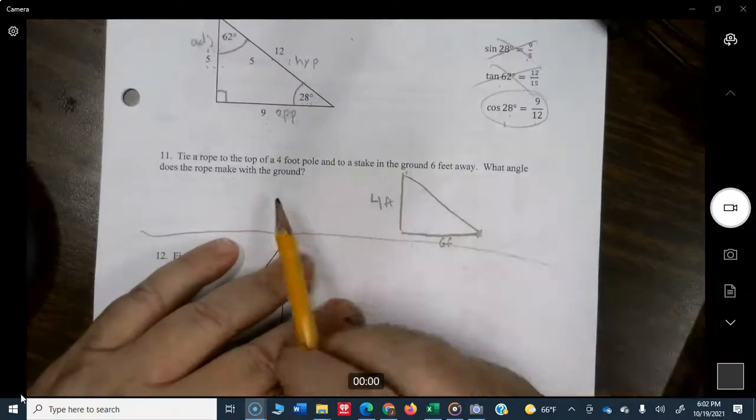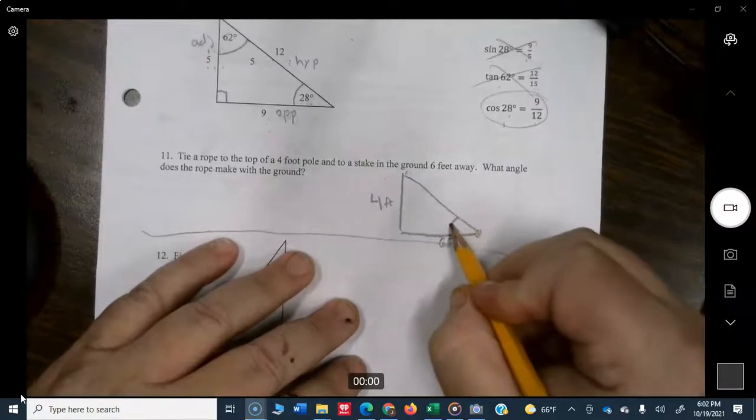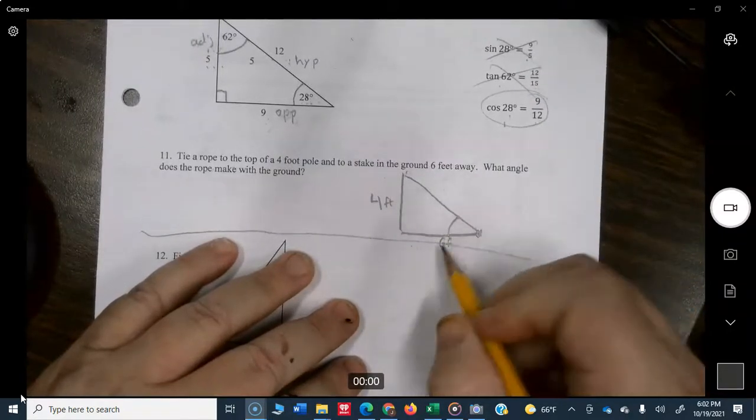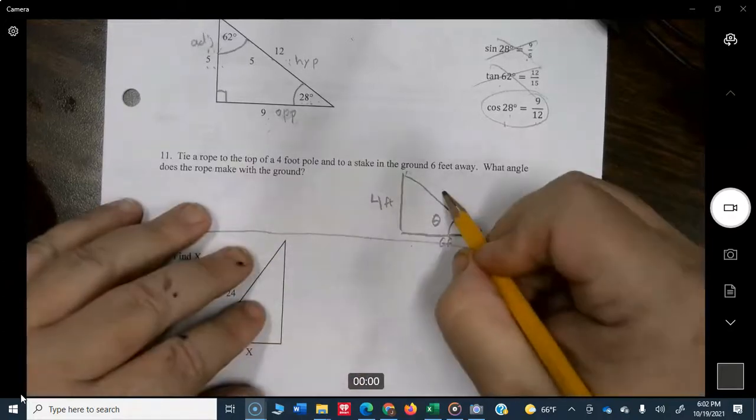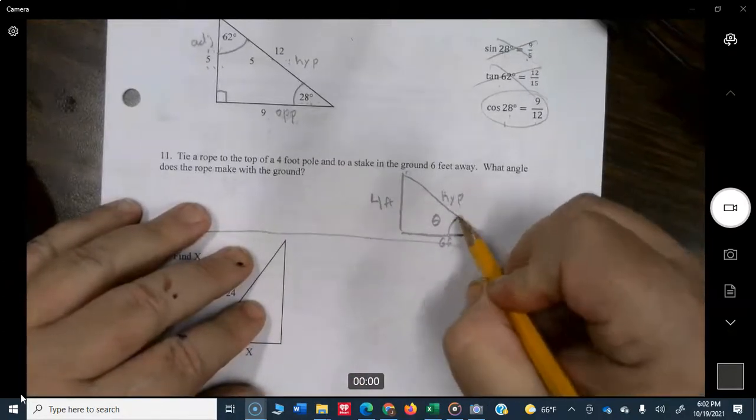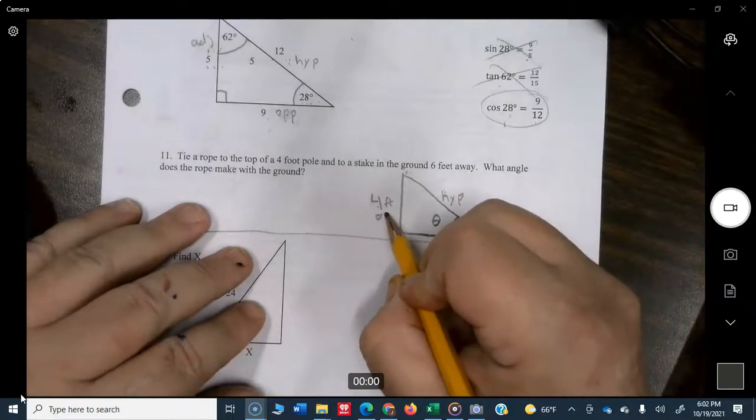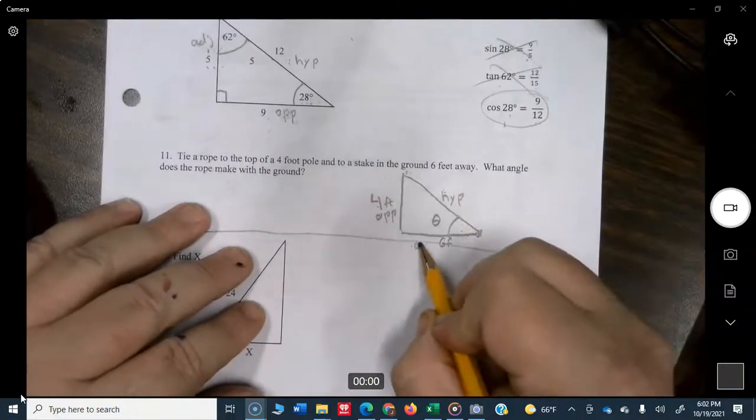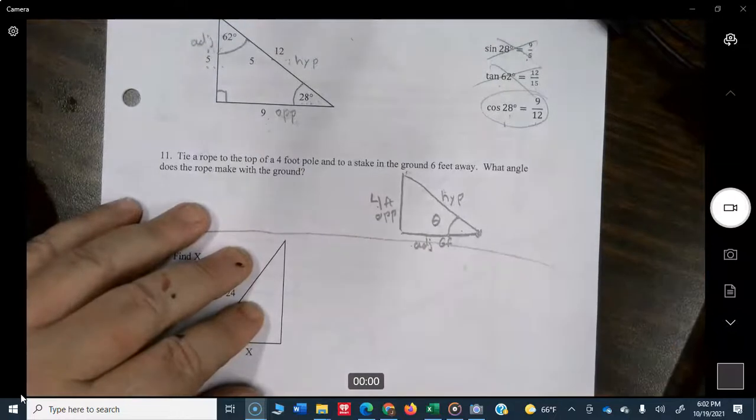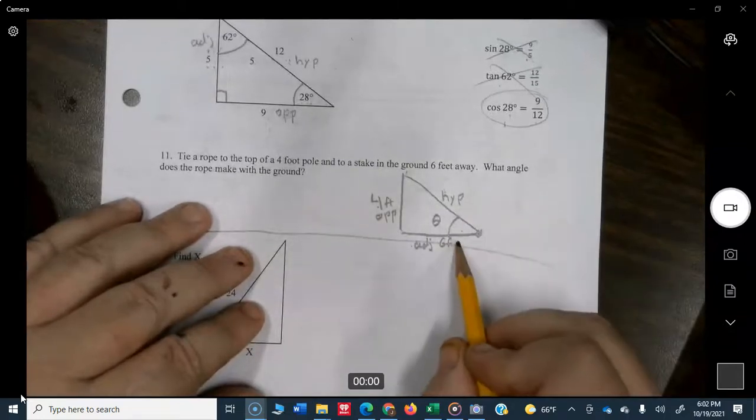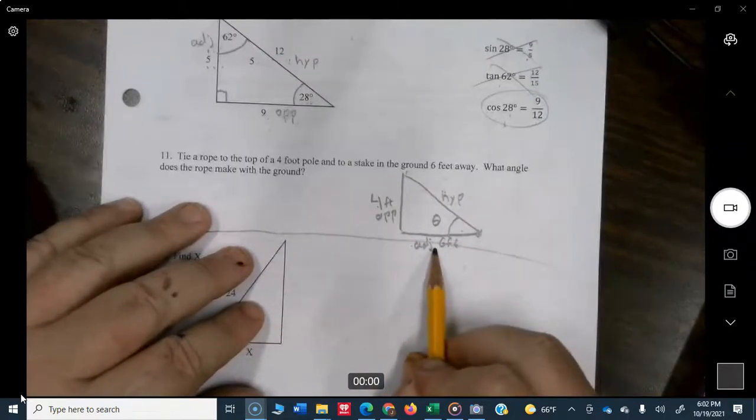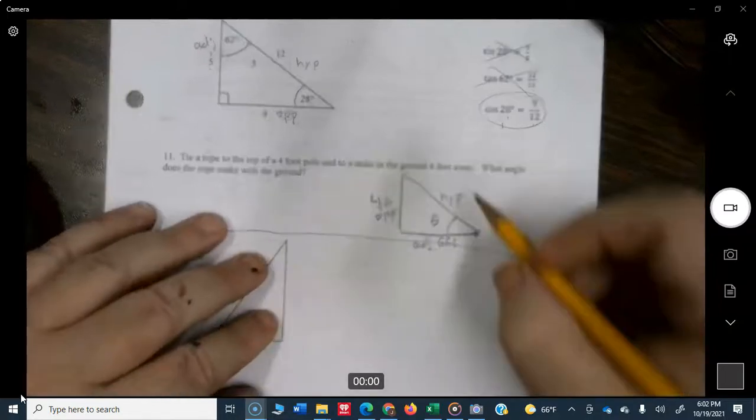What angle does the rope make to the ground? That's this angle right here. There's the rope, there's the ground. That's our unknown angle theta. For theta, this is the hypotenuse, the other side is the opposite, and this side is the adjacent. What we know is the opposite and the adjacent, so that's the tangent function.